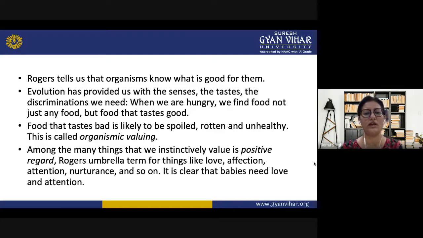Evolution has provided us with the senses, the tastes, the discriminations we need. When we are hungry, we find food, not just any food, but food that tastes good. Food which tastes bad is likely to be spoiled, rotten, and unhealthy. So this is called organismic valuing. So among the many things that we instinctively value is positive regard. Rogers' umbrella term for things like love, affection, attention, nurturance, and so on. It is clear that babies need love and attention.